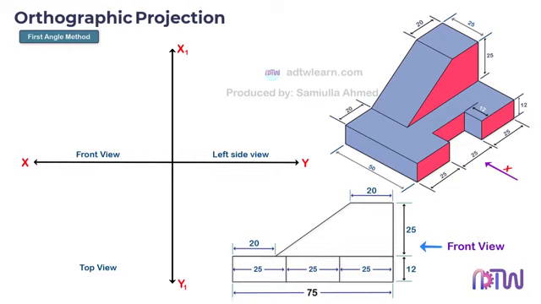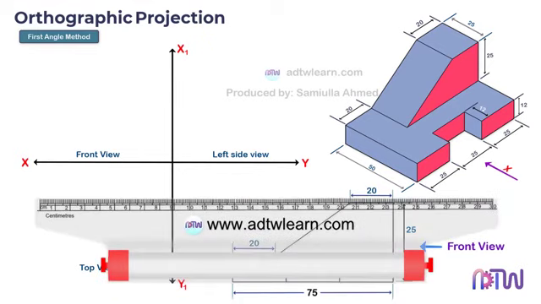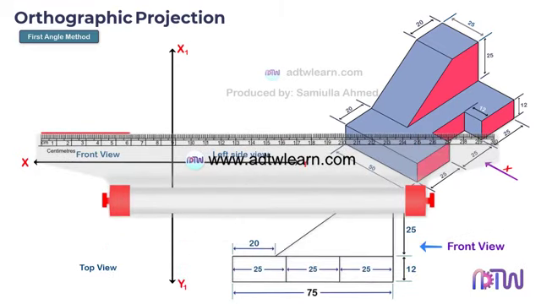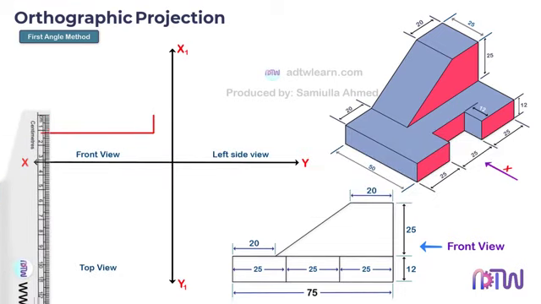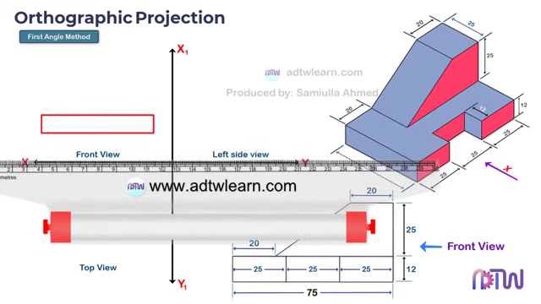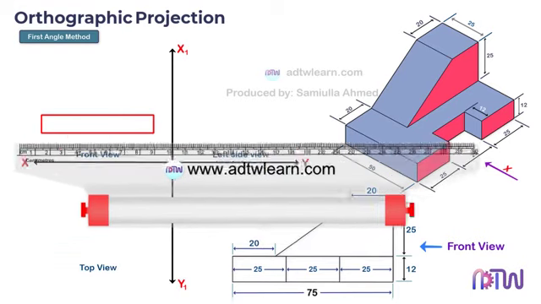During exams, you can draw such rough figures, which will help you in drawing faster. Take a ruler and draw a horizontal line of 75 millimeters. Draw a vertical line of 12 millimeters and construct a rectangle. After this, we need to divide this into 3 parts. Take a ruler and mark 25 millimeters length and draw the horizontal lines.